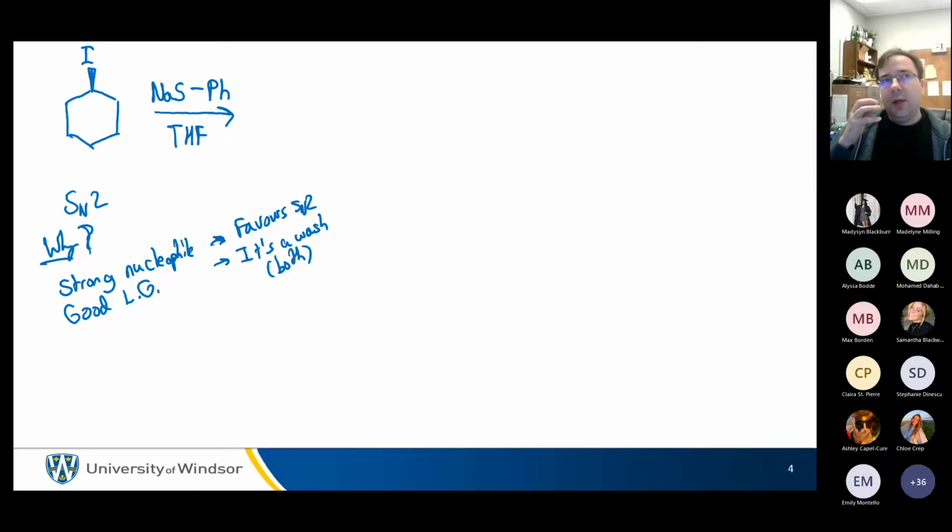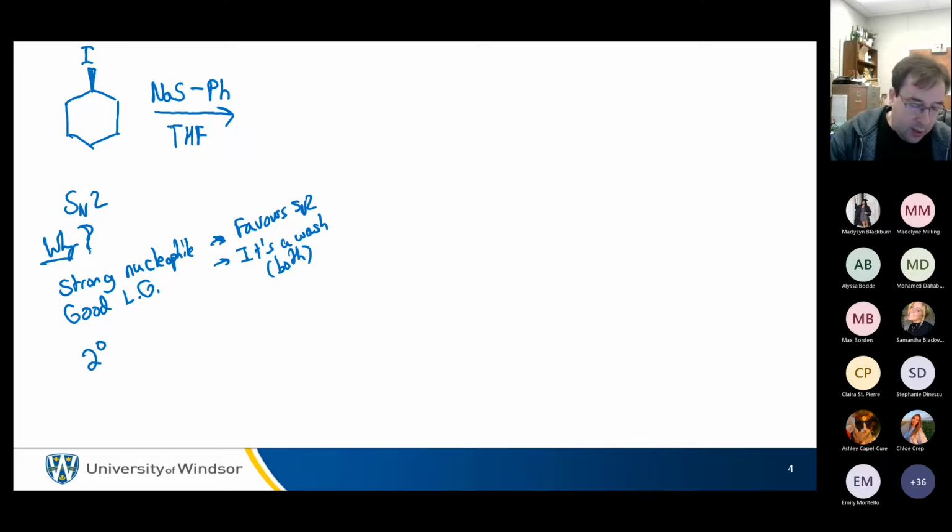Generally, SN1s really struggle with really bad leaving groups, but SN2s struggle if you have a bad leaving group and not a good enough nucleophile. I guess the SN1 has no way to compensate for a bad leaving group. The SN2, you can have a stronger nucleophile. But a good leaving group doesn't really favor either.